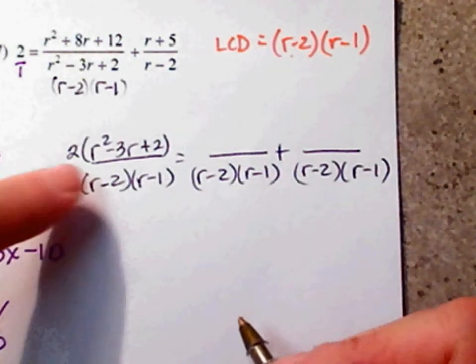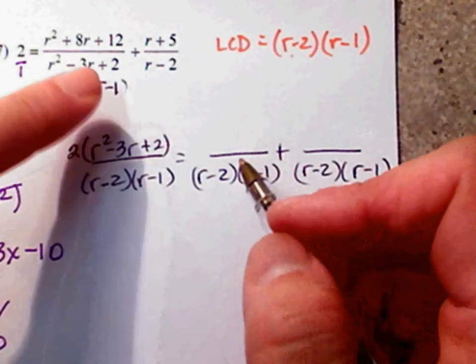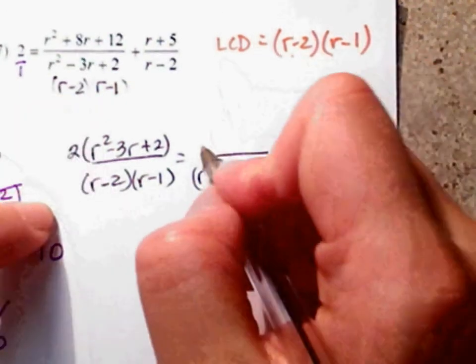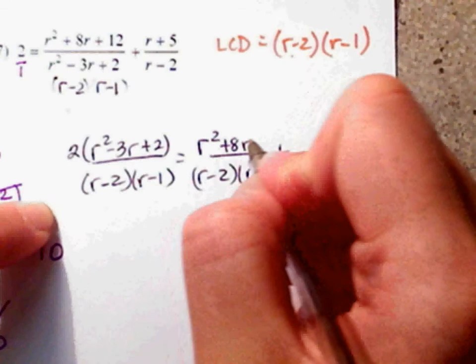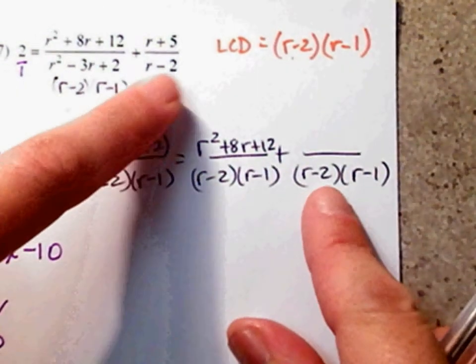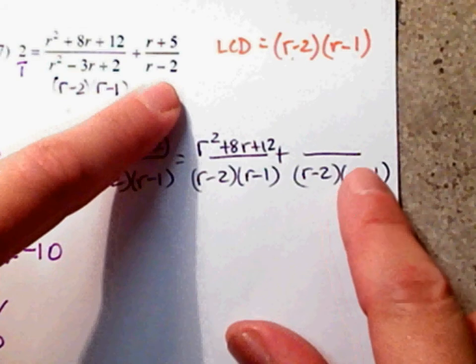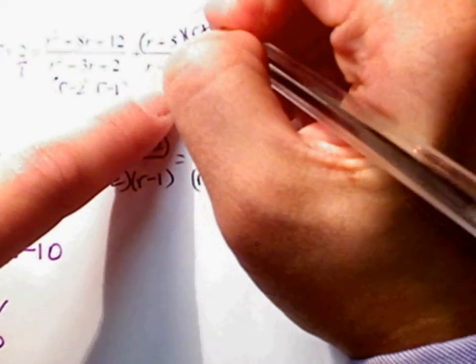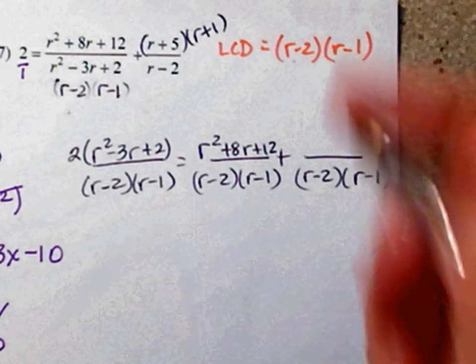Look at your second term. They're all accounted for, so just write r squared plus 8r plus 12. Okay? Look at this one here. What hasn't been accounted for? Your r minus 1. So you're going to multiply these guys times r plus, not plus, my apologies, r minus 1. That should be a negative.